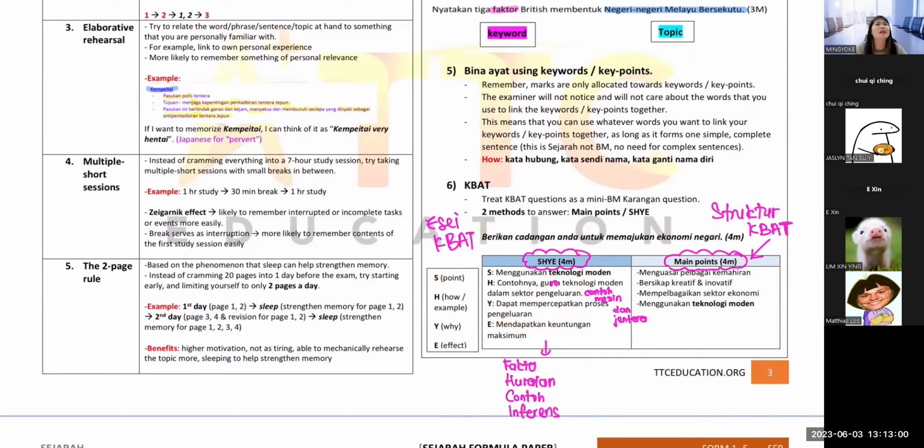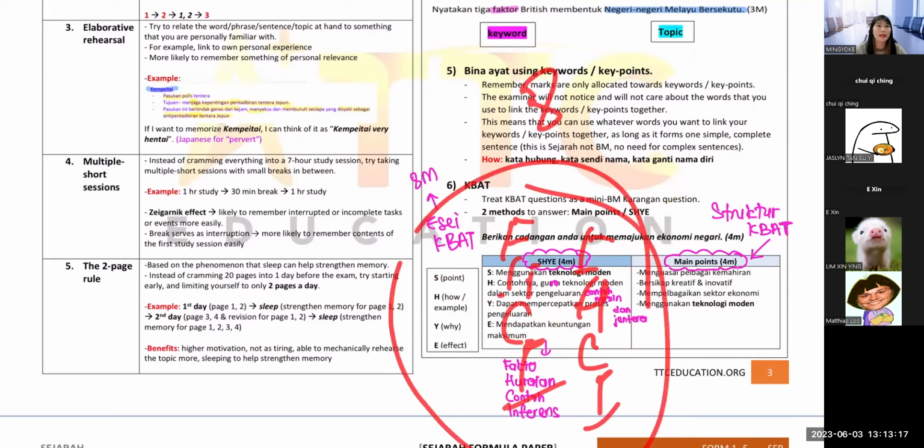Because essay K-but usually is 8 marks. Takkan you want to give all 8 points one ma, right? So it is fakta, huraian, contoh, inference, and fakta, huraian, contoh, inference to get 8 marks.